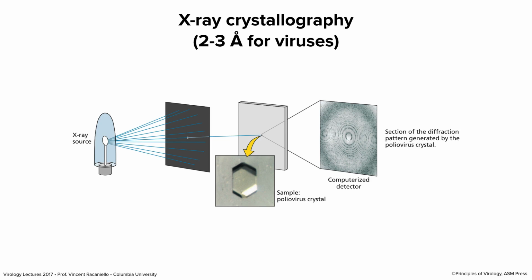What you have to do for X-ray crystallography, which can give us a resolution of between 2 and 3 angstroms, so you can really see everything. You can see the alpha carbon backbone. You can see the side chains as well.